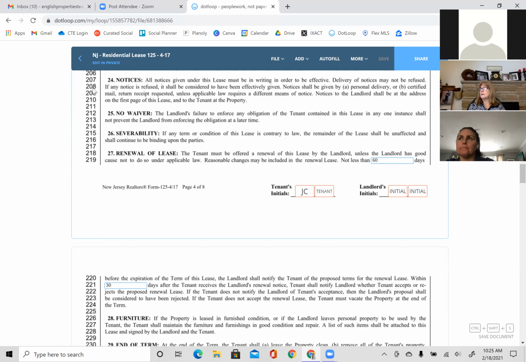That way they have their way of showing that it was effectively delivered. And then when it comes to the landlord, if the tenant needs to give the landlord any kind of notice, that should be done using the address on the lease. So on the lease, they give them the address of where to send the rent, right? That's essentially where they should be sending the notices as well.